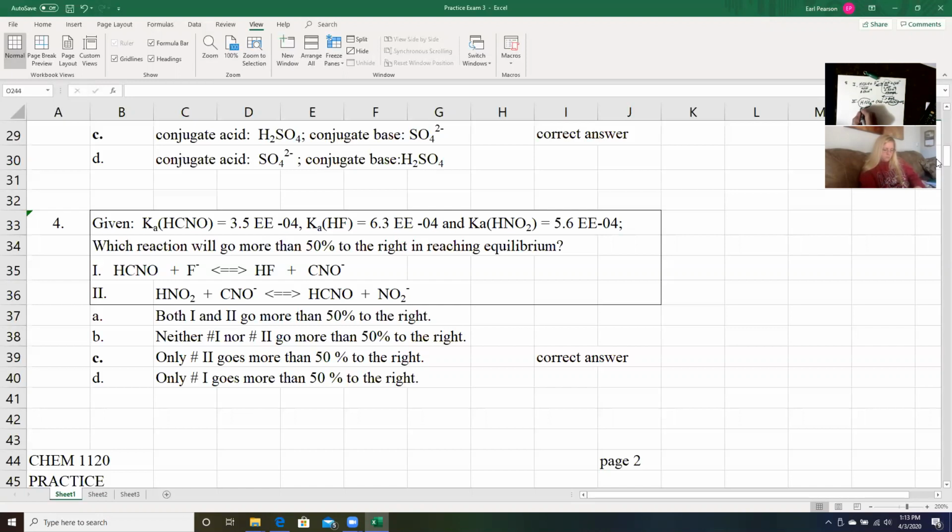HNO2's Ka is 5.6 times 10 to the negative 4, and HCNO is 3.5 times 10 to the negative 4. So this one is stronger, and it does go to the right, greater than 50%. So only number 2 goes to the right more than 50%. That's answer C. So we're done.